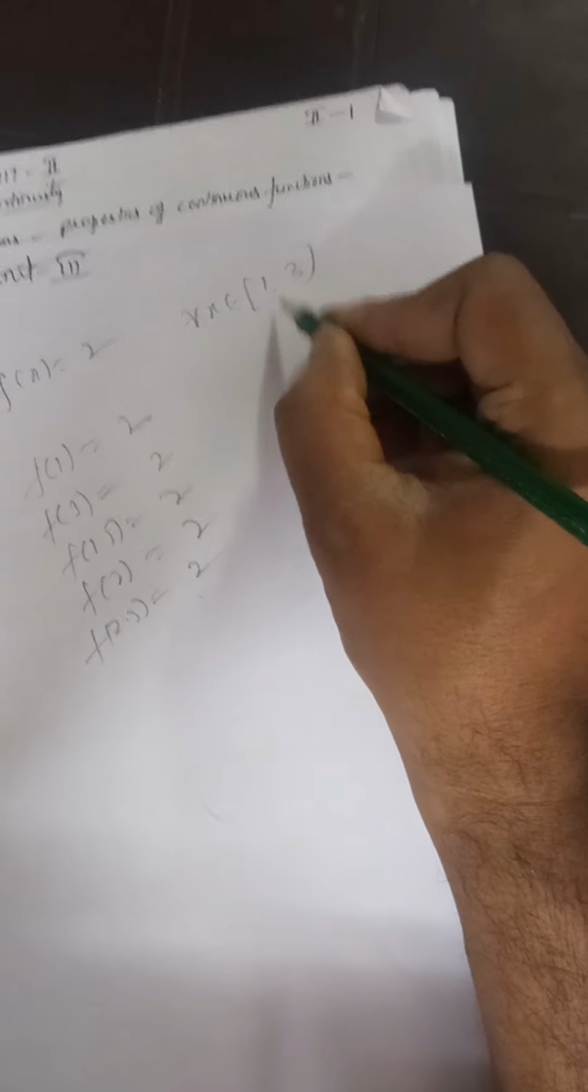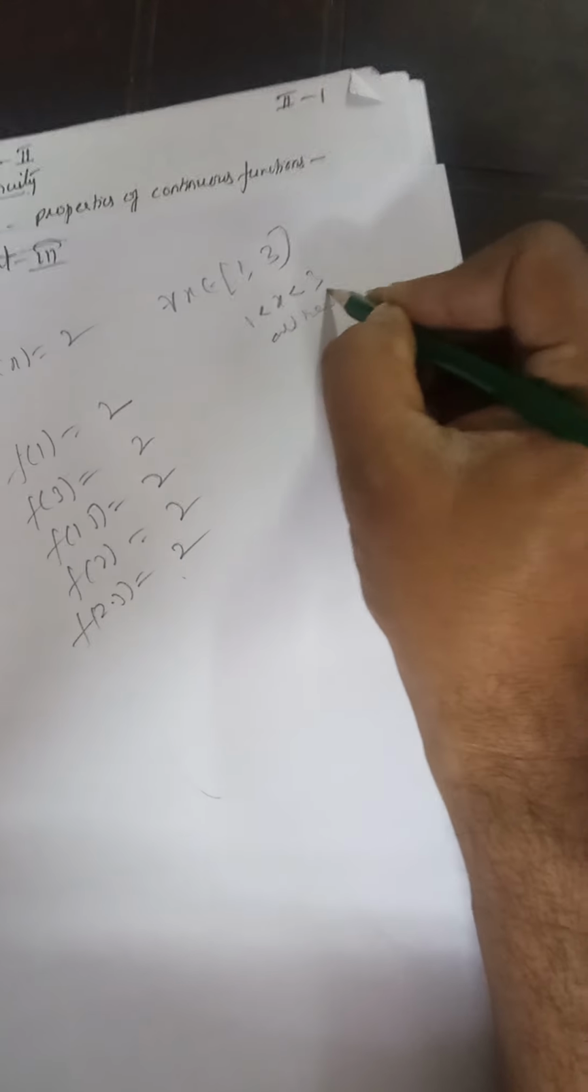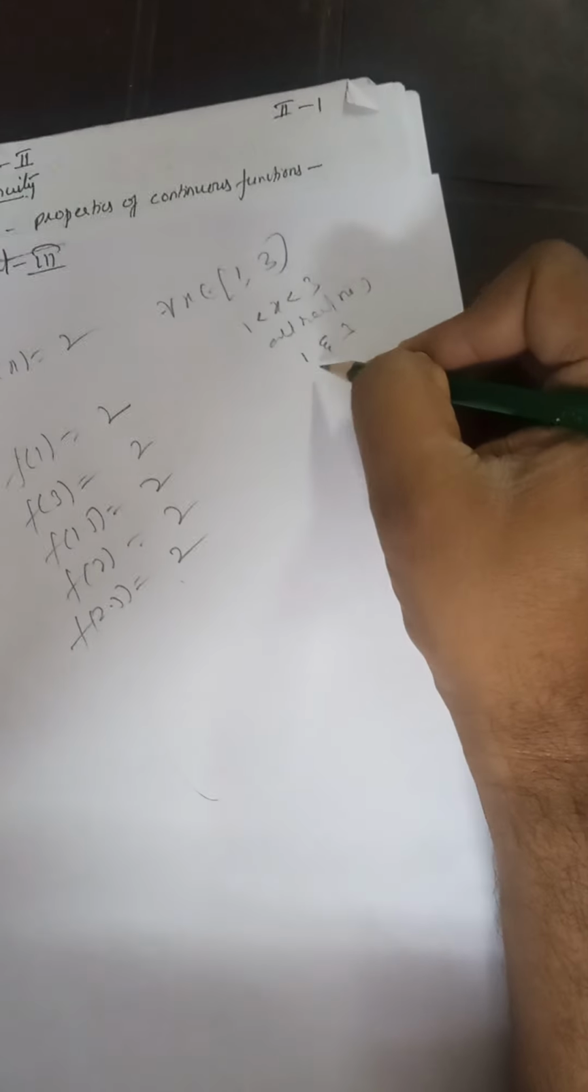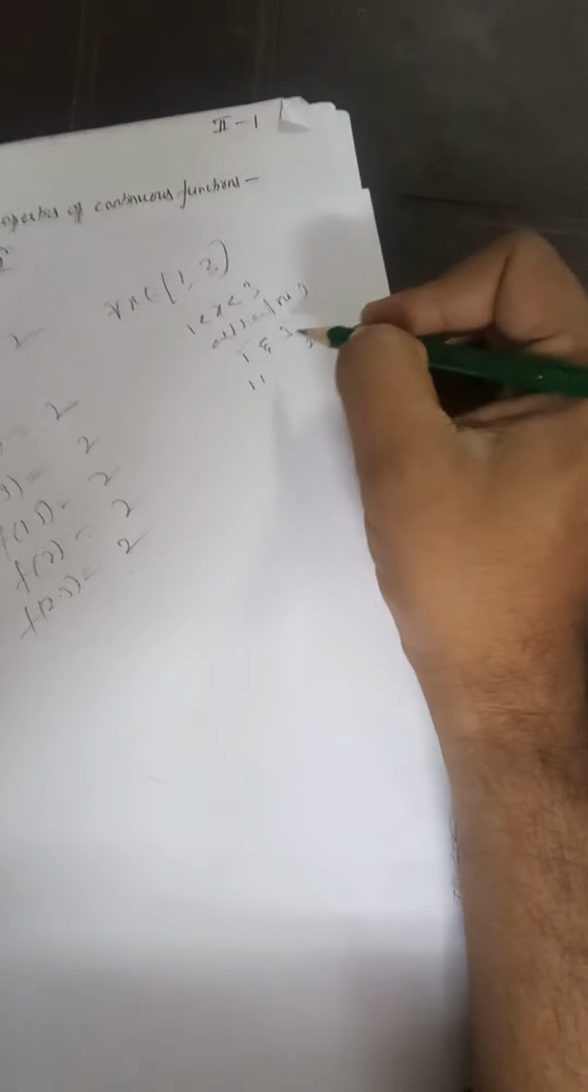Because here, x belongs to what? X belongs to the closed interval [1, 3], which means x lies between 1 and 3. It is the collection of all real numbers which are between 1 and 3. Real numbers means 1.1, 1.2 and so on, up to 2.9, 2.99 and so on, including 1 and 3, right?